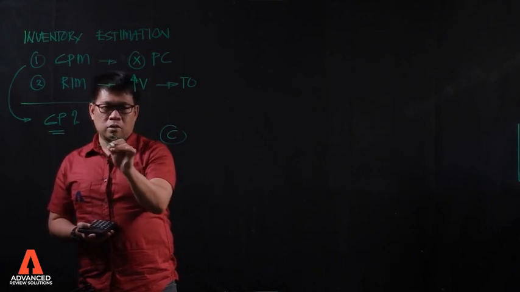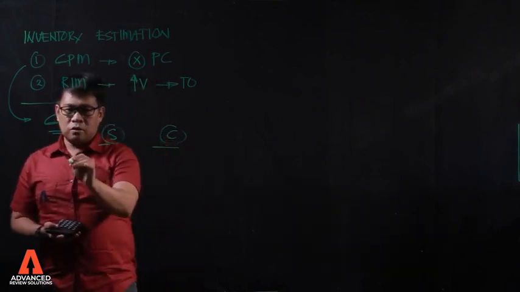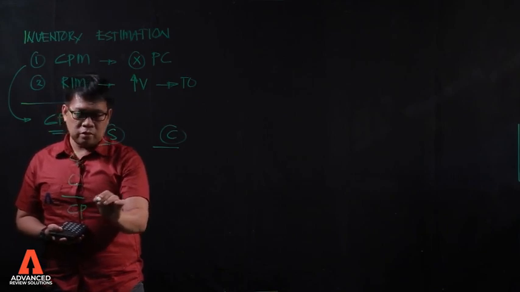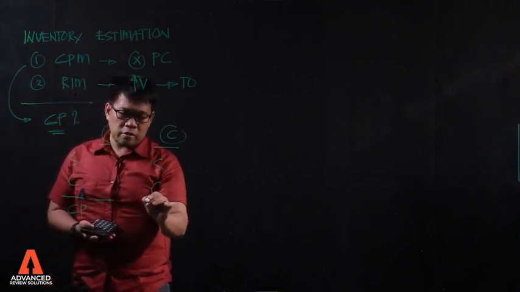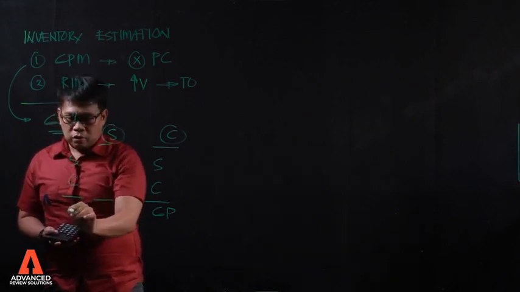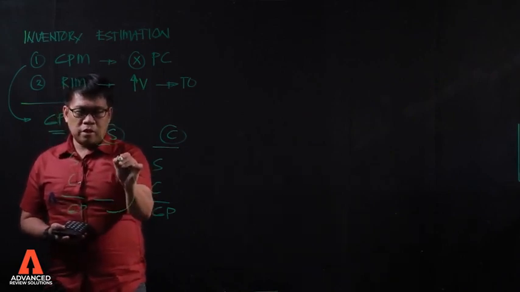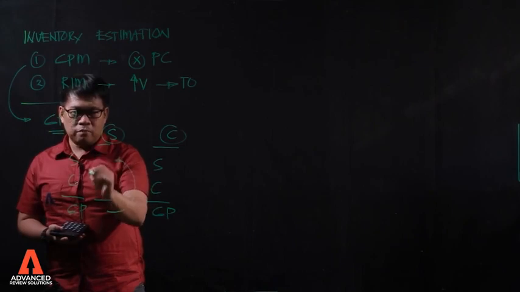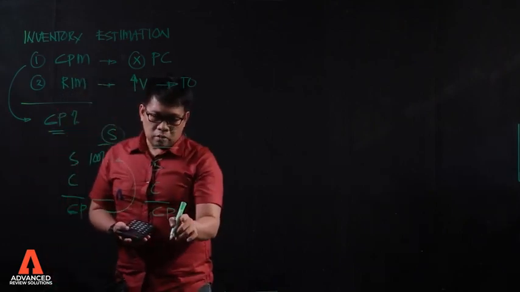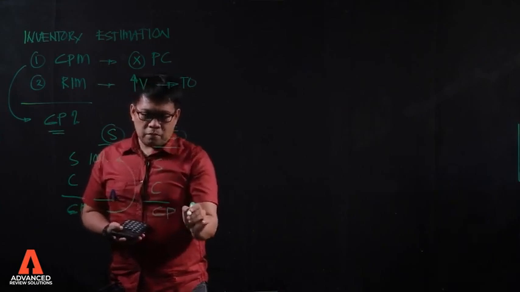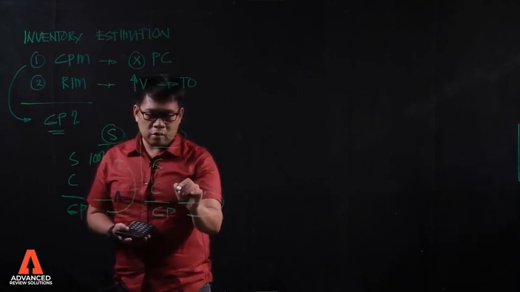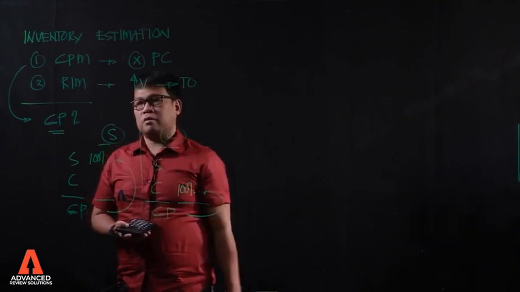Okay? So let's try. So this is your sales, cost of sales, and this is your gross profit. Sales, cost of sales, this is your gross profit. Gross profit may be based on sales. Lahat po ng base, 100% po yan. Gross profit may be based on cost. If the base is the cost, this is your 100%.